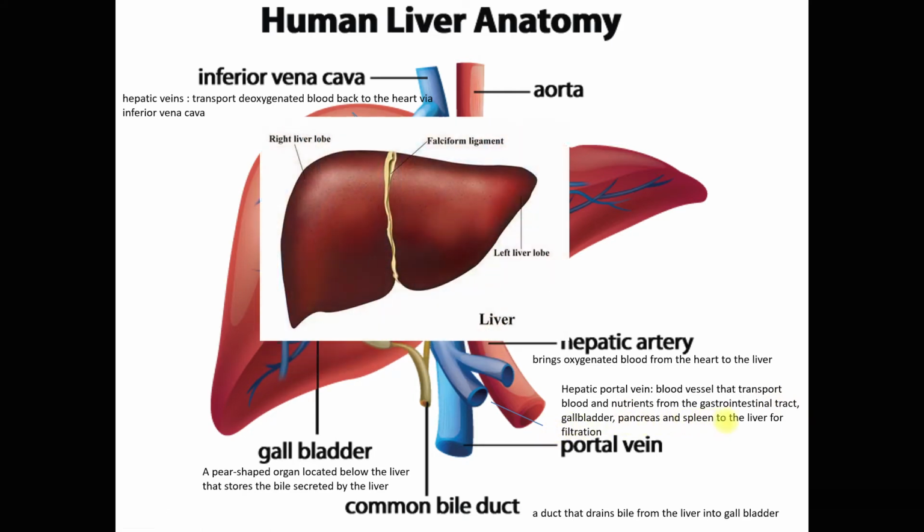Now this liver consists of the left liver lobe and the right liver lobe, which are separated by this falciform ligament. This falciform ligament is a ligament, as the name implies. It attaches the liver to the front body wall and separates the liver into the left medial lobe, left lobe, and the right lateral lobe or right lobe.